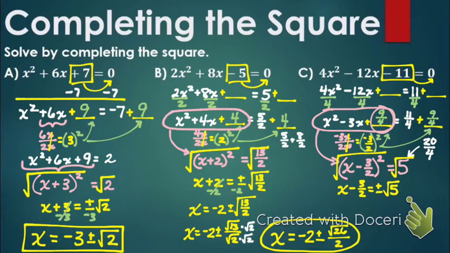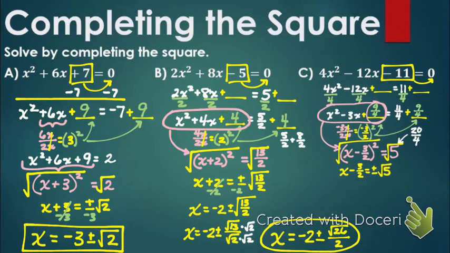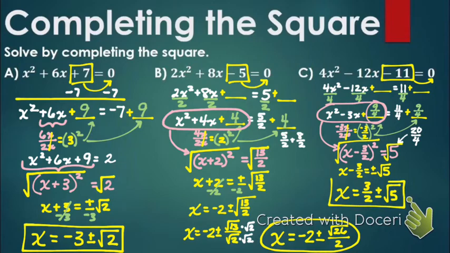And last but not least, we're going to add 3 over 2 on both sides. Do I need to rationalize any denominators here? No. Nope. X equals 3 over 2 plus or minus radical 5. Right. Do you guys have any questions for me about this? Okay. Let's take some questions over the 2-2 homework.